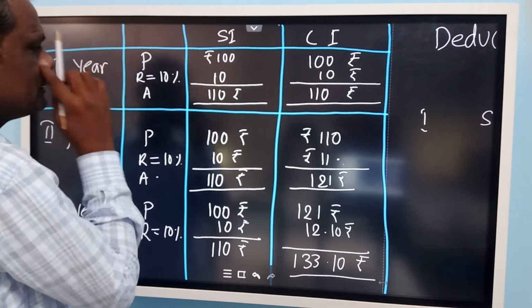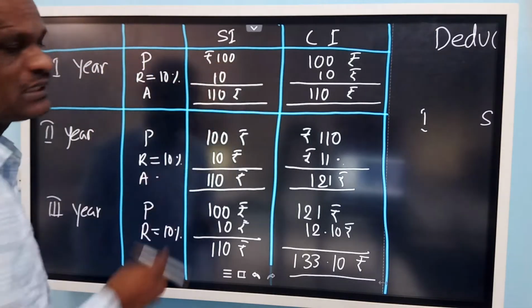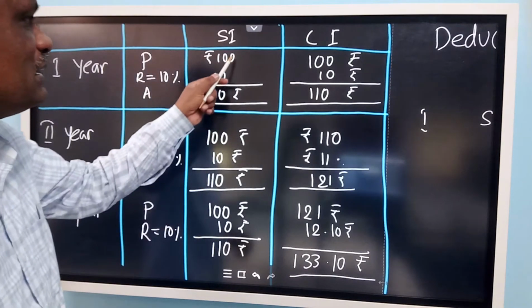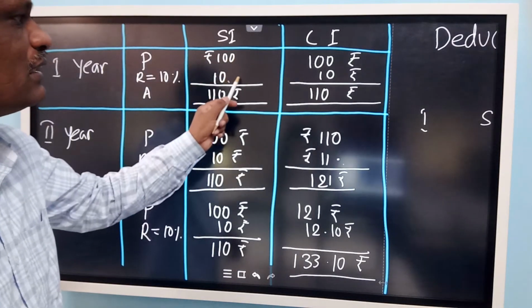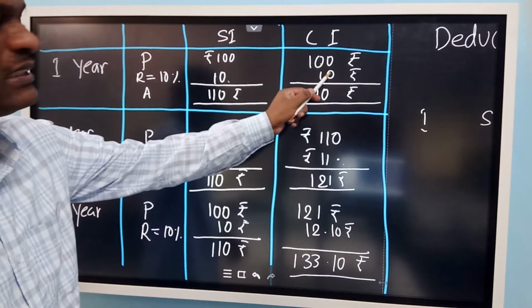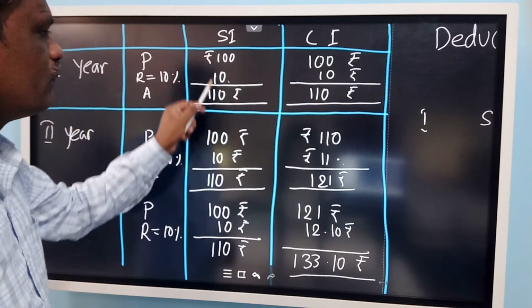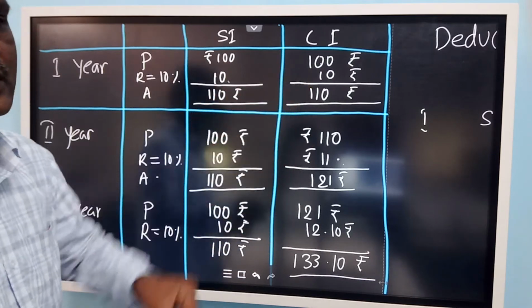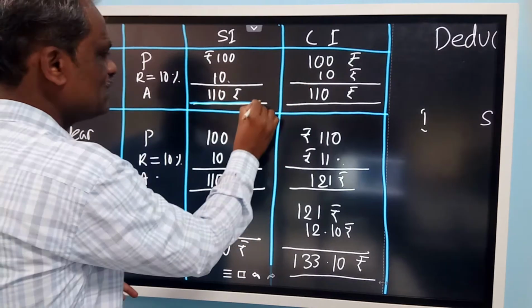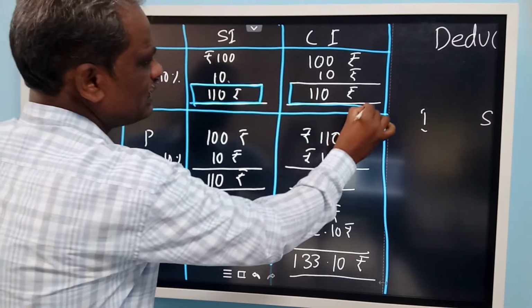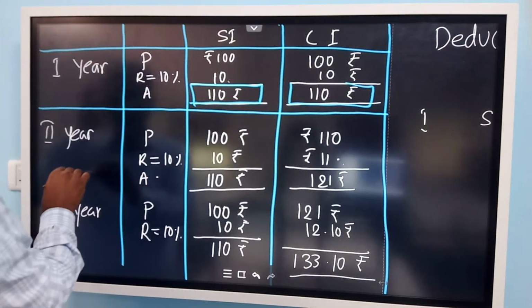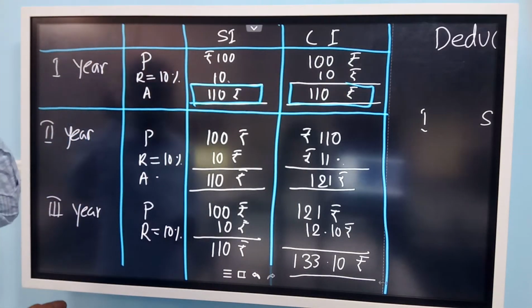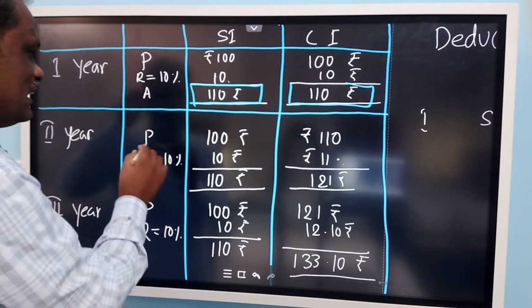If P is 100 and the rate of interest is 10%, it means 10% of 100. You need to calculate 10% of 100, it is 10 rupees only. So here also 10% of 100 is 10 rupees only. So here the total amount is becoming 110 and here also. Whether it is simple interest or compound interest, in the first year the interest is the same, we are getting 110 here and 110 here.